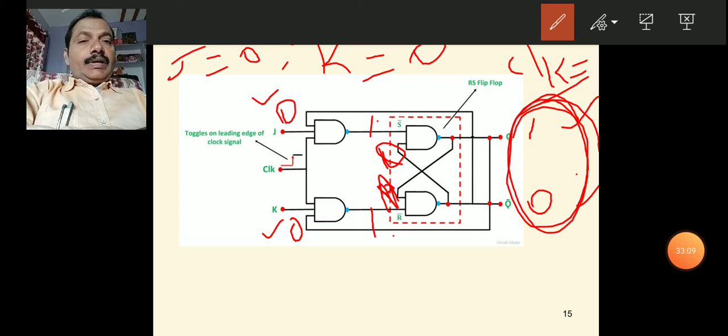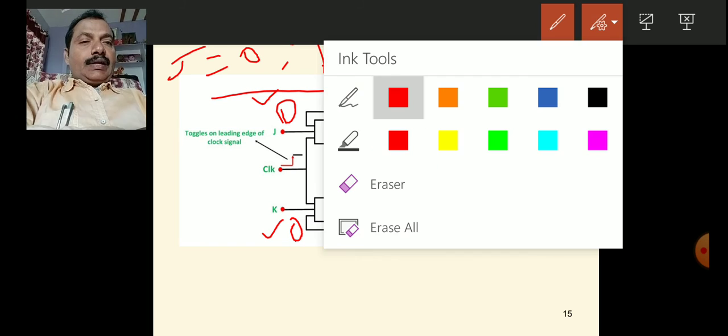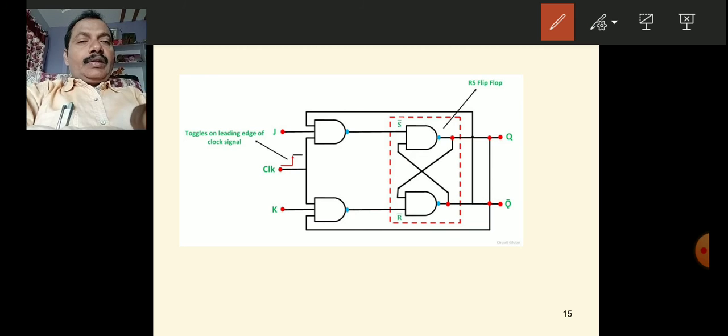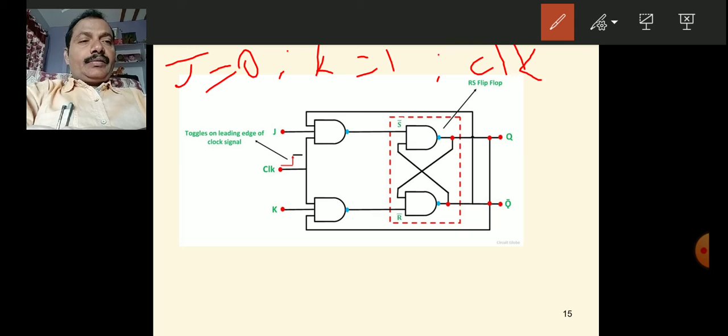Hence the flip flop is acting as memory in this case. Now let us take another combination. When J equals 0, K equals 1, and the clock is 1, that is, the clock is activated, clock is 1. In this case, 1, 0, and here K is 1, K is 1, and clock is 1.